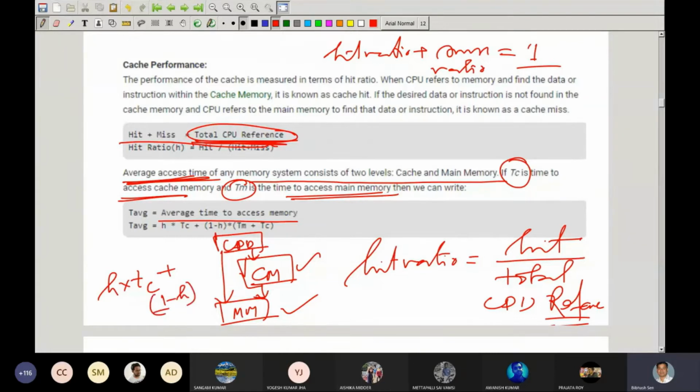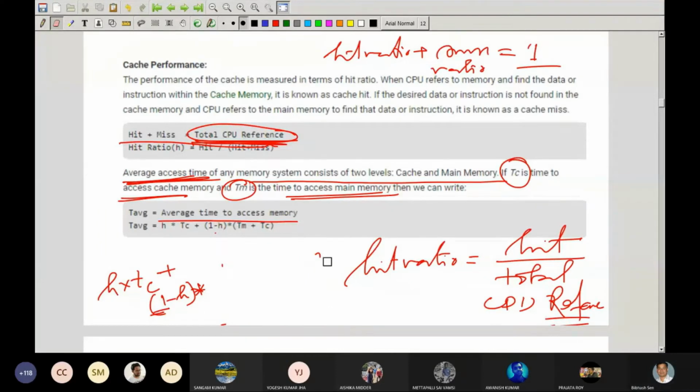If it is not found, then miss, into, here I am writing two things. What are the two things I am writing? TM plus TC. Why TM plus TC? Because after getting a miss from the cache, we go to the main memory. If the page is not found, then you will call the main memory. So that's why TC plus TM.